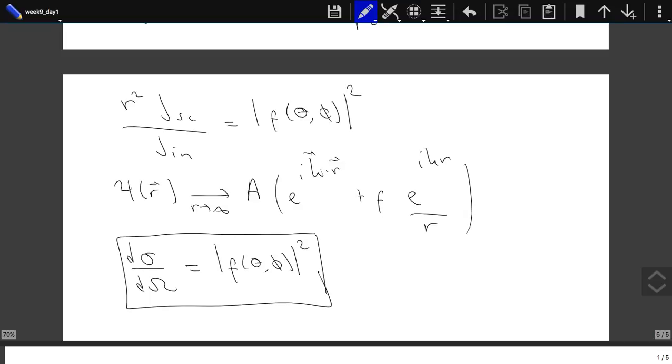Any questions? Wave function, how are we going to extract the wave function? Well, that is something we will start to do on Friday.